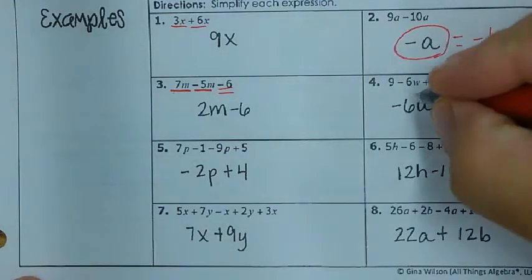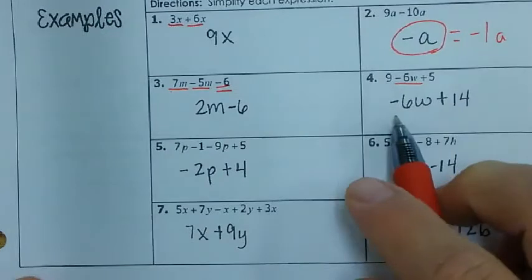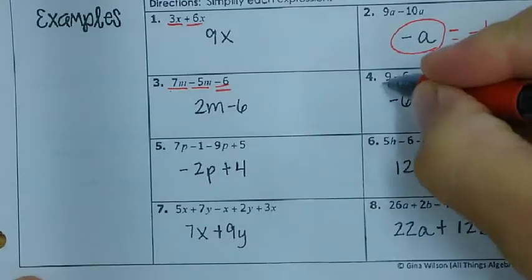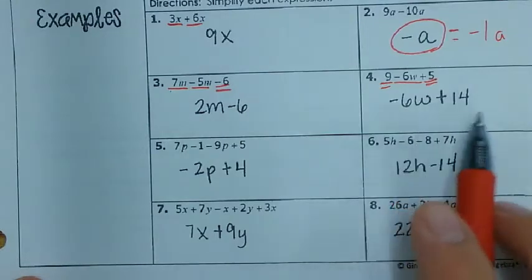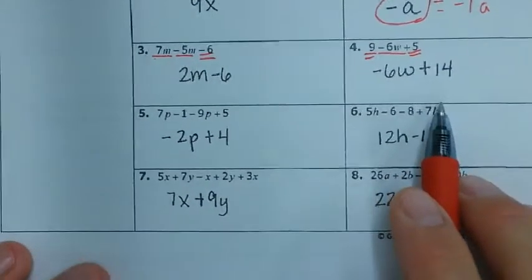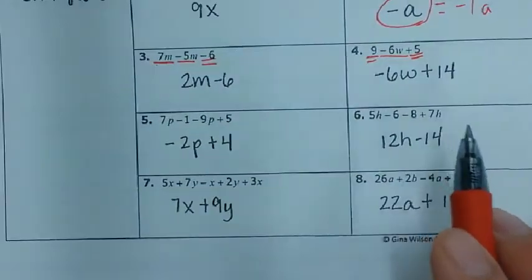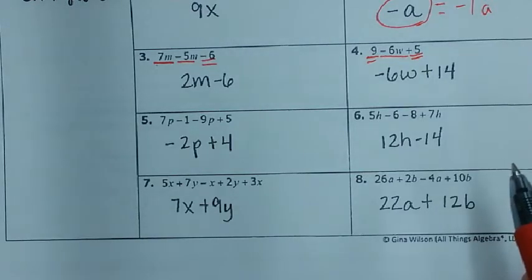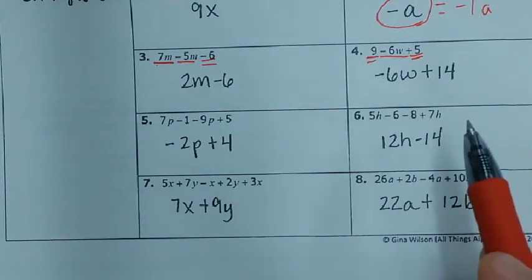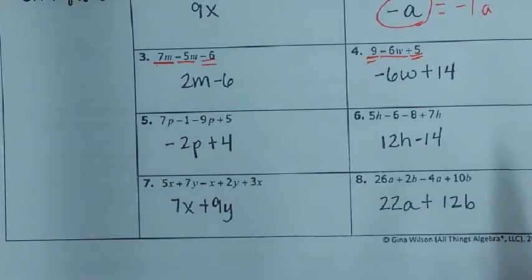Always put your variables first. So in this next one, you notice they put the negative 6w first. Then combine 9 plus 5. Well, what's 9 plus 5? 14. Wait, so you would mark that out? Like negative 6w plus 14? That's simplified. That's as far as you can go because they're not like terms anymore. Oh. Yeah.